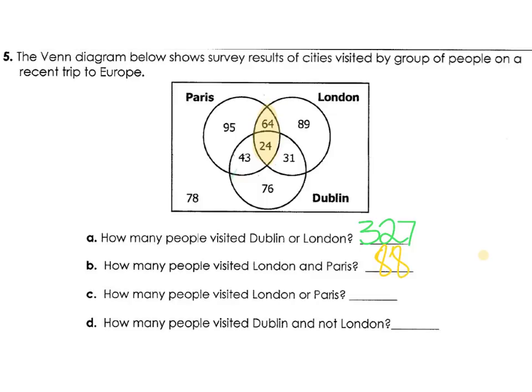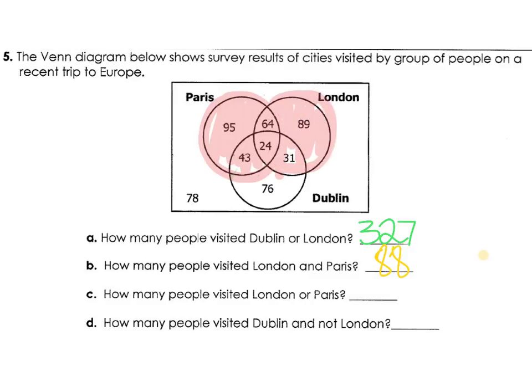All right, now let me erase our Venn diagram. And let's move on to part C. How many people visited London or Paris? Now we just want people who went to either Paris or London. How we would find that is we would want to look at both the Paris circle and the London circle. So this is our Paris circle. All these people went to Paris and all these people went to London.